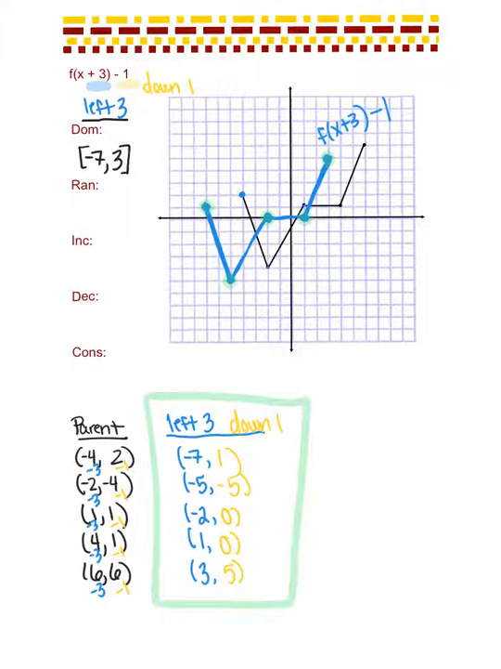My range has also moved. It's all moved down 1. So I can see my lowest value for my y's is at -5 now, and my highest is at 5. Now when I'm doing my intervals of increasing and decreasing and constant, they've changed as well because those x values have changed.